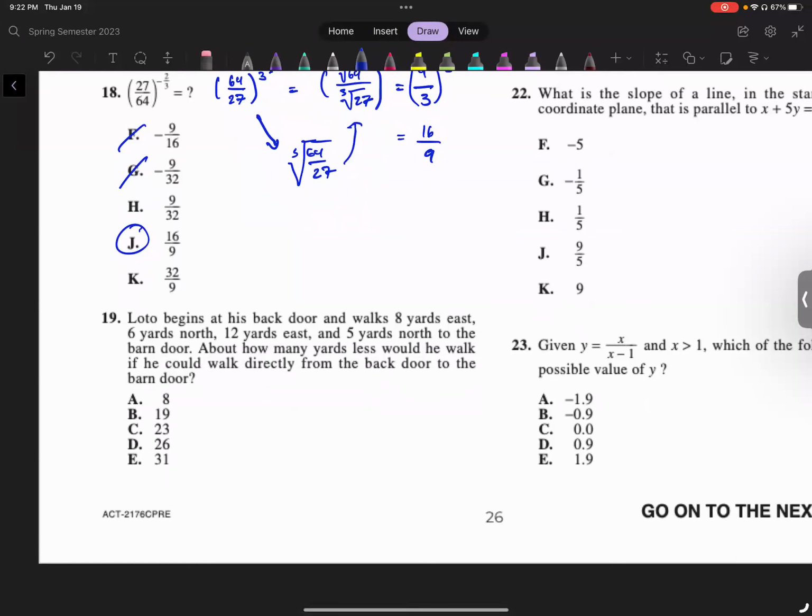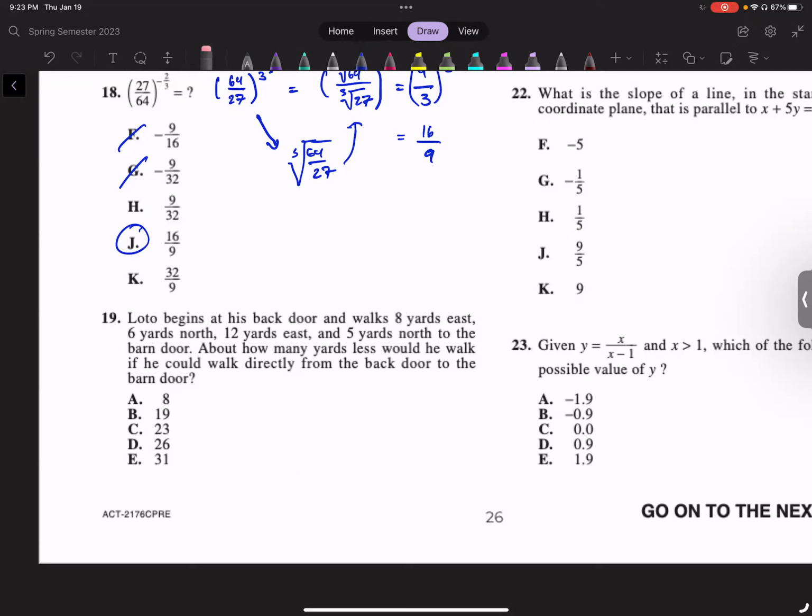All right, 19. Lotto begins at his back door and walks 8 yards east, 6 yards north, 12 yards east, 5 yards north to the barn door. How many yards less would he walk if he walked directly? If you're walking to school, you're walking a path. You could use the sidewalk, or you could just cut across the field. What you're doing here is making a right triangle, and the thing you're finding is the hypotenuse.